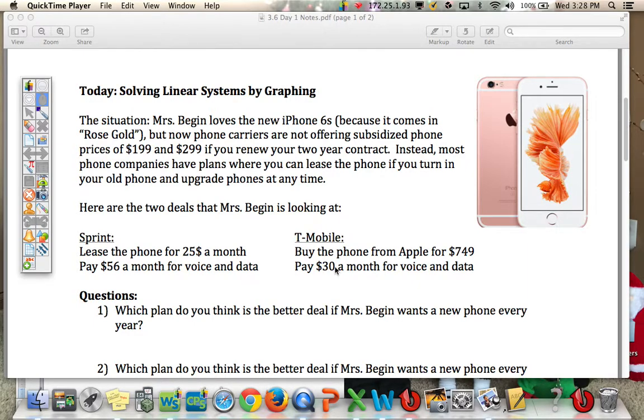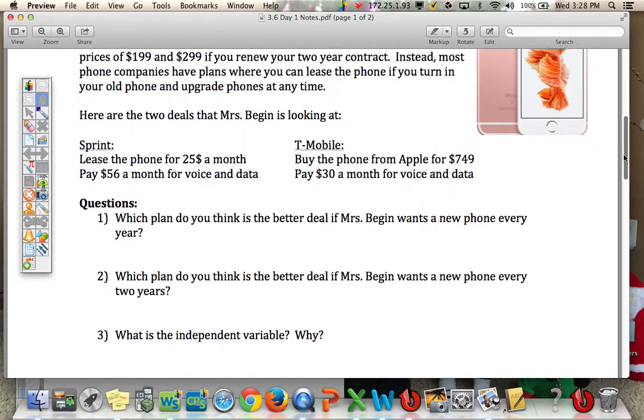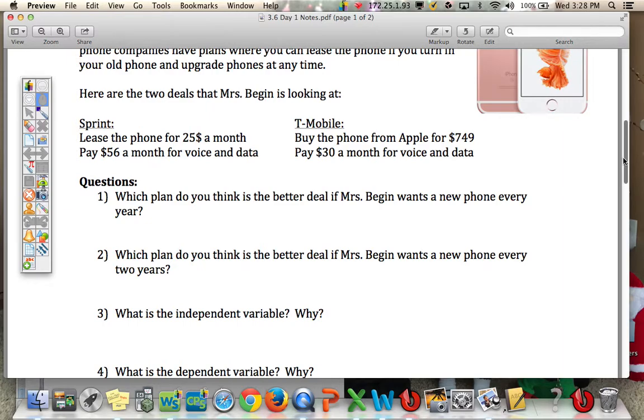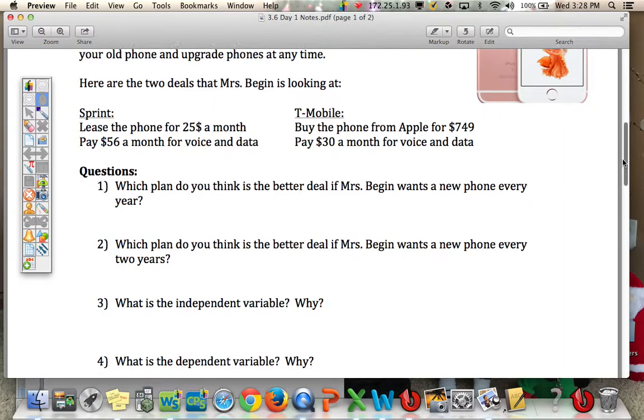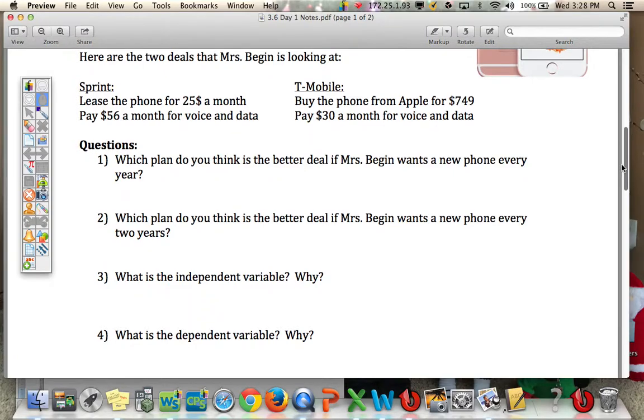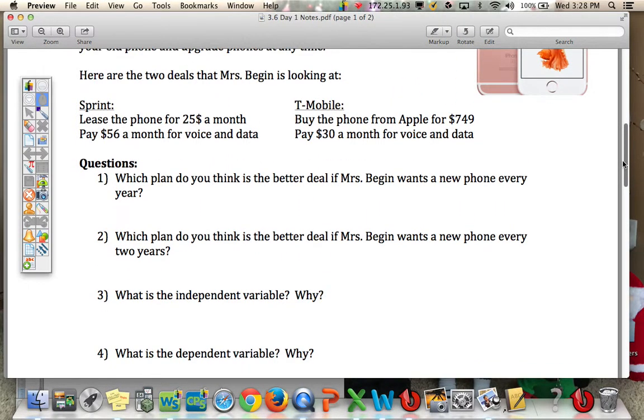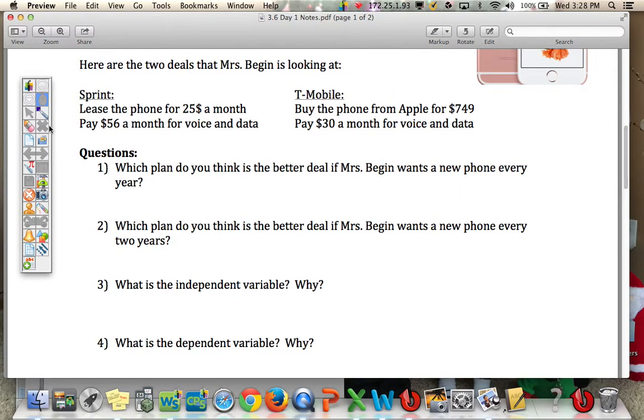So question number 1, which plan do you think is a better deal if Mrs. Bajan wants a new phone every year? So pick one. Write it down. Number 2, which plan do you think is a better deal if Mrs. Bajan wants a new phone every 2 years? Okay, so now what is the independent variable and what's the dependent variable and why?